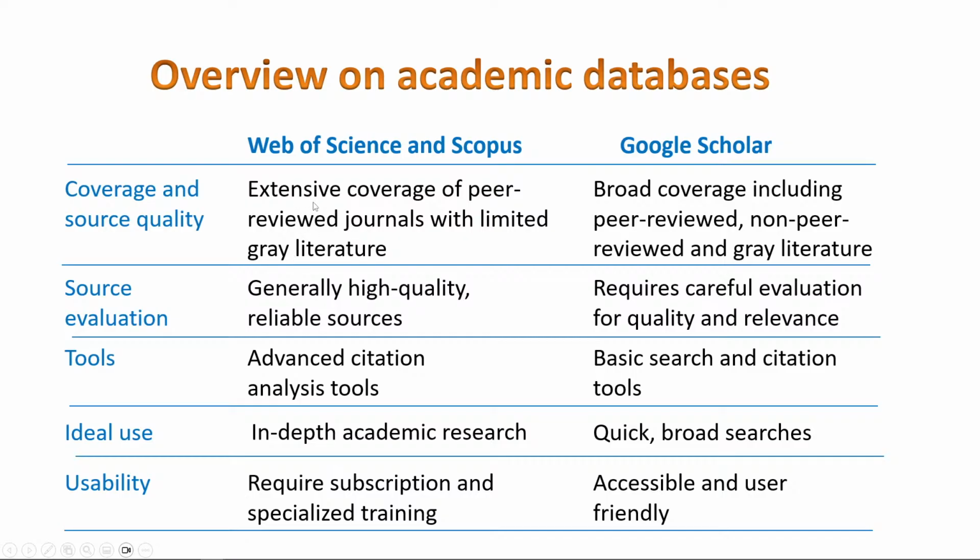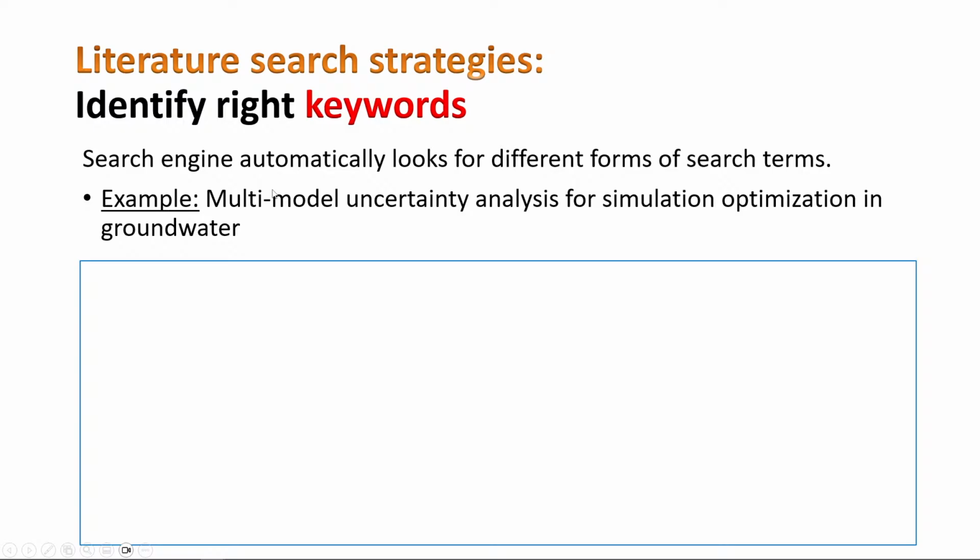Okay, so let's just get started. We'll start with Web of Science and learn how to do a literature search strategy, like how to use something like the Web of Science. Again, I will just do the Web of Science, but if you want to use Scopus, it would be more or less the same. So let's just get started.